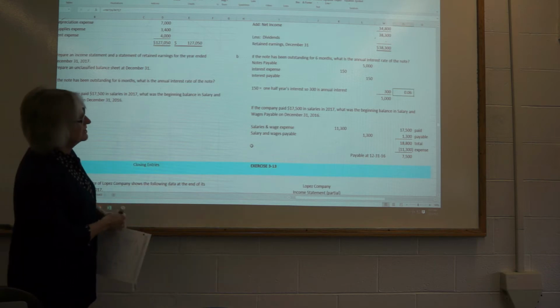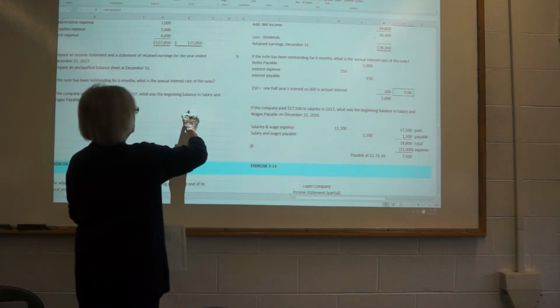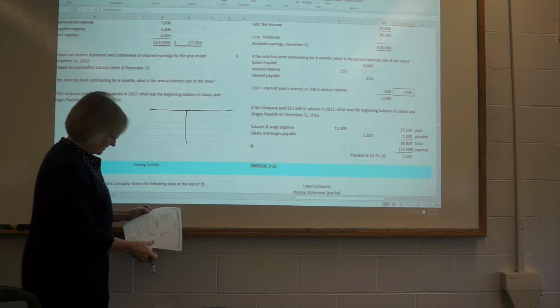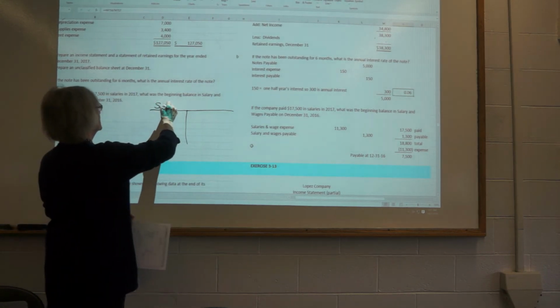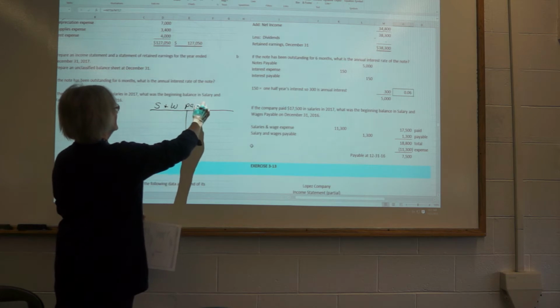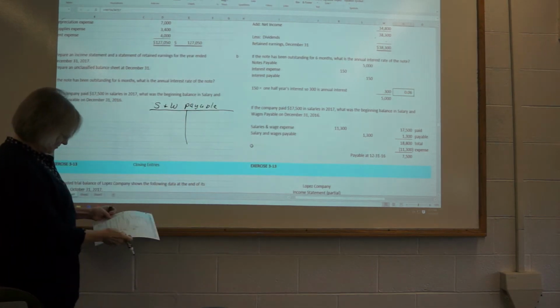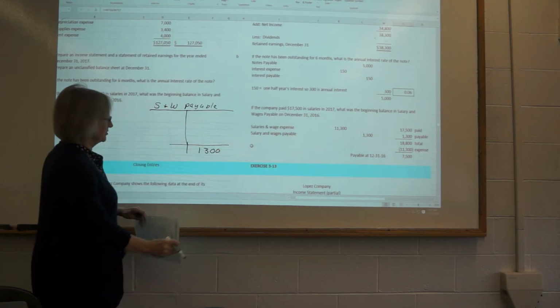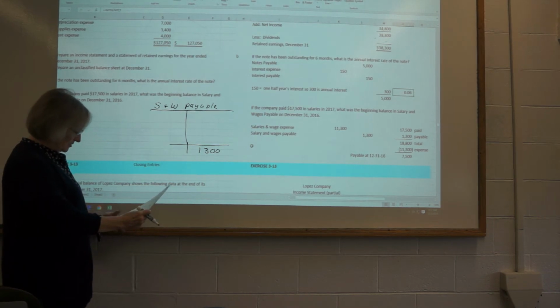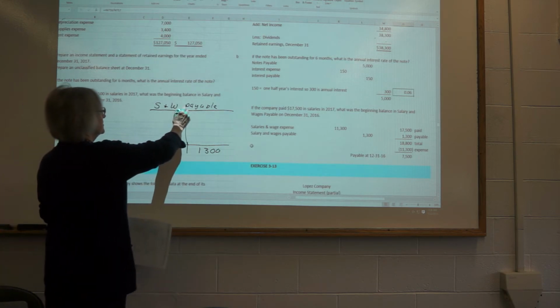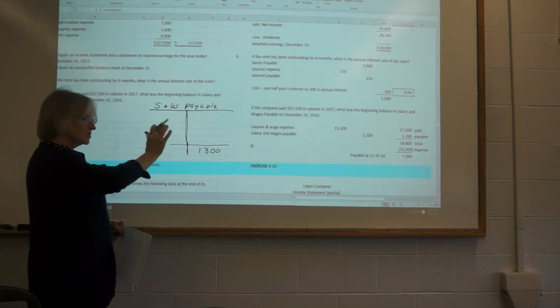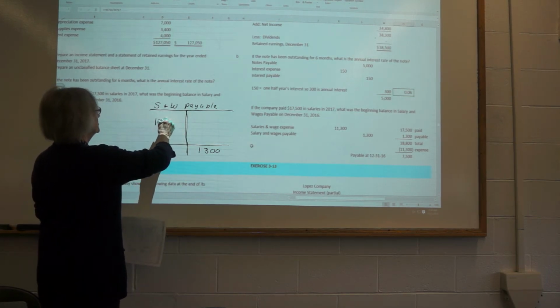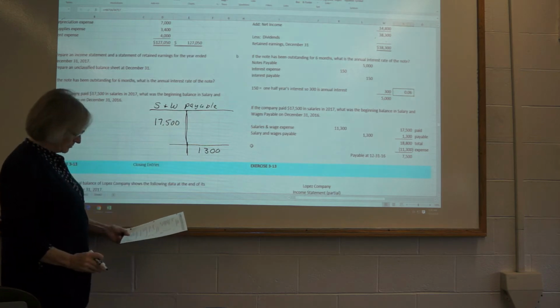And so if you do a T account, this is the basic calculation. You would have your salary and wages payable, right? And so you take out the information. You know that it ended up at $1,300. Right, so that's your goal, is to get there. You know that there was salaries paid of $17,500. So you assume that they were salaries expense, salaries payable. So when they were paid, you would be debiting your salaries payable for that amount.